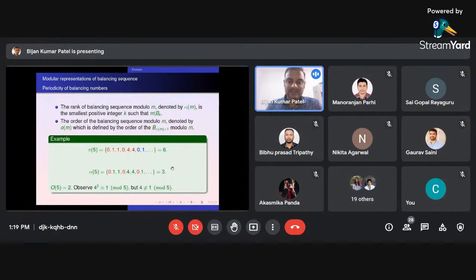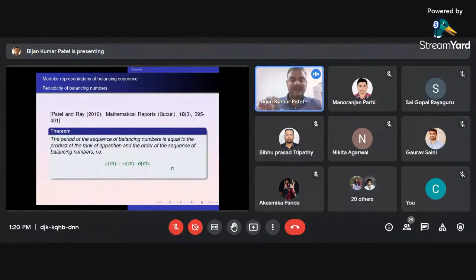And what is the order? The order is b of alpha m plus 1. Alpha 5 we got as 3, so b of 3 plus 1 is b4. What is b4? After 0 it is 4. So we have to find the order of 4 modulo 5. We know the definition of order in general. 4 is not congruent to 1 modulo 5, so raise the power of 4. 4 squared is congruent to 1 modulo 5, so the order is 2. So basically the order of 5 is 2. Like this we defined the rank and order in our study.